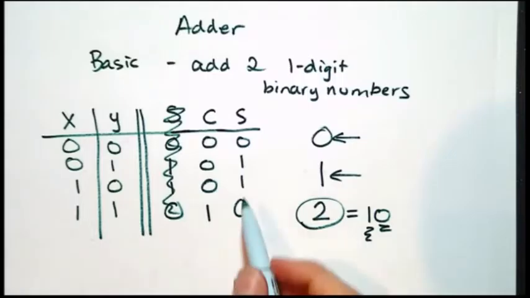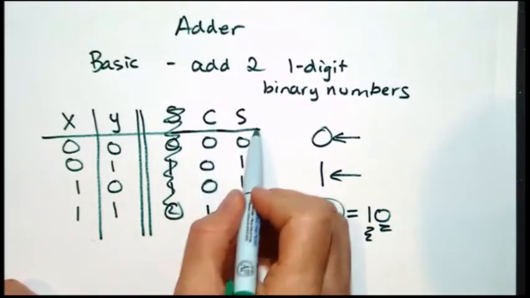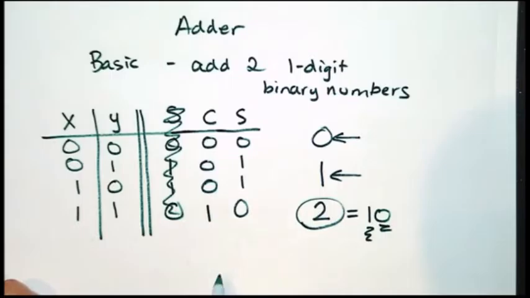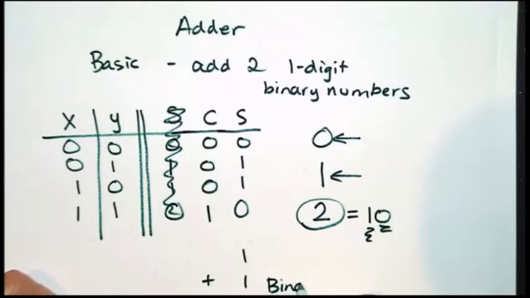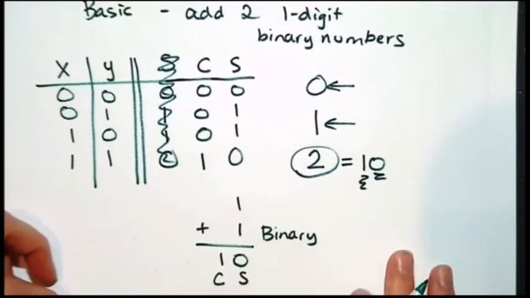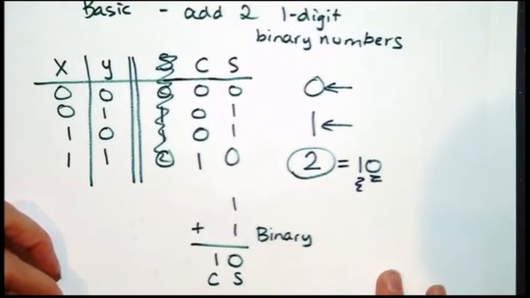That's the output, right? So if I consider C as the next column over, like if I added 1 and 1 in the old standard format, and this is in binary, then we get that, and this ends up being S, and that ends up being C. So S is the rightmost bit, and C is the carry.